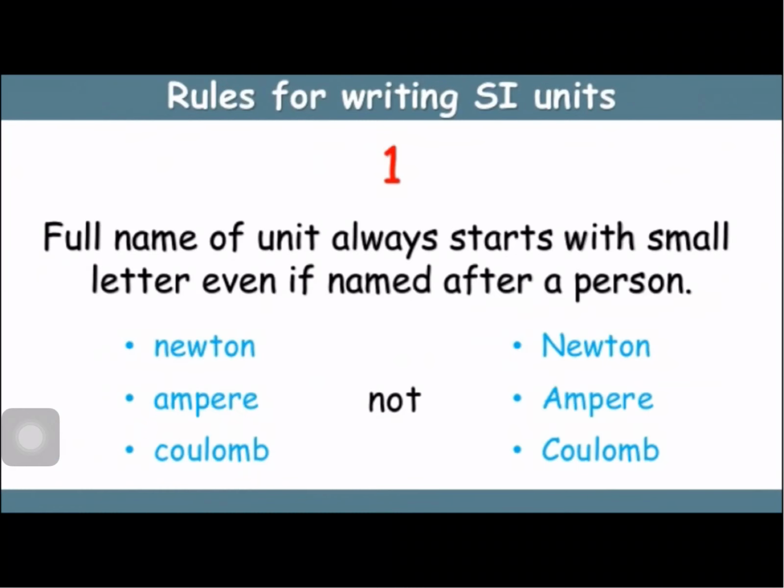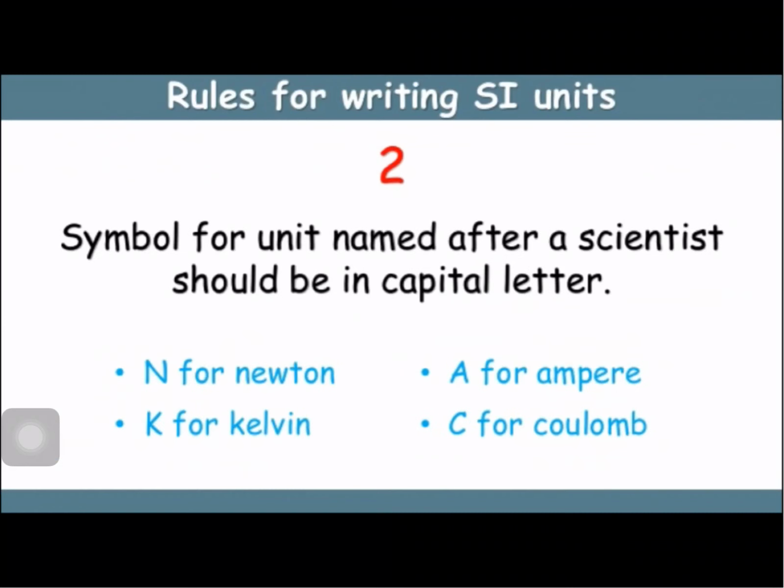And also you should know how to write the units. For the rules for writing SI units, first rule: the full name of a unit always starts with a small letter, even if it is named after a person. If it is a scientist's name, you have to write only a small letter. Don't use a capital letter for newton, N. Clear? Newton, ampere, coulomb. These are all scientist names, so you should write unit names only in small letters. Next one, the symbol for a unit named after a scientist should be in a capital letter. Don't get confused. First I told you unit.